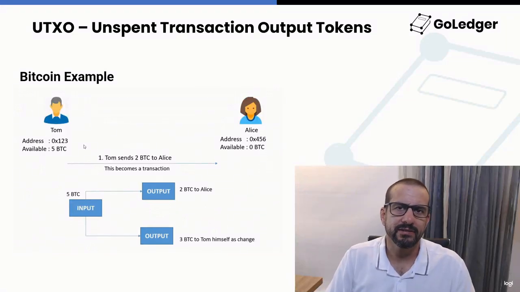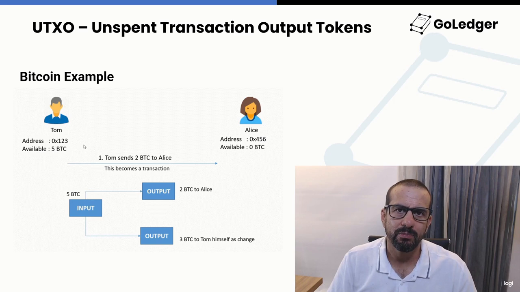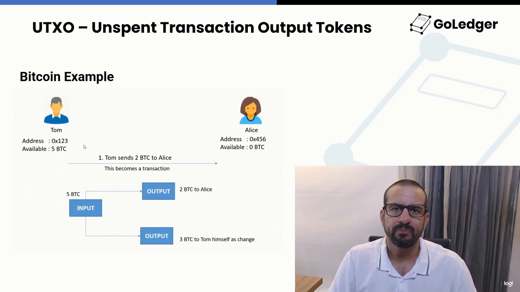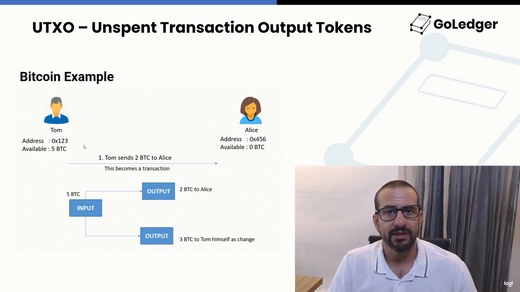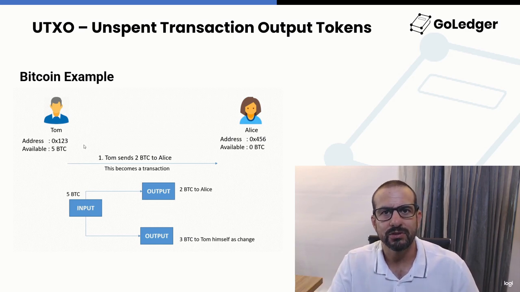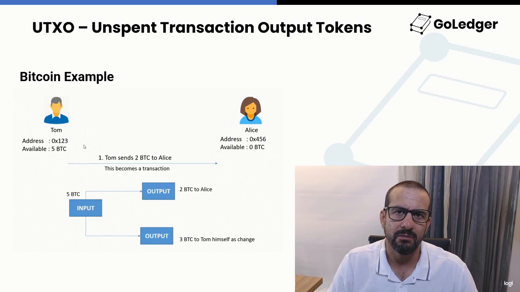UTXO represents the unspent output of a previous transaction, and it can be used as an input for a new transaction. We can think of the UTXOs as financial change. Whenever we send some token or some crypto coin from me to another, this transaction can return some change, which is the UTXO. And we can use this change as the inputs for a new transaction to come.